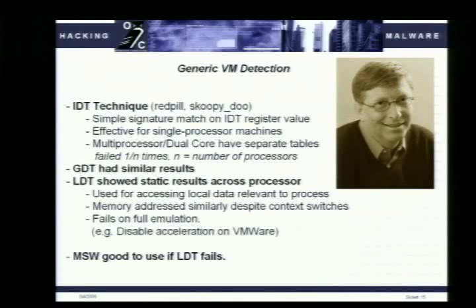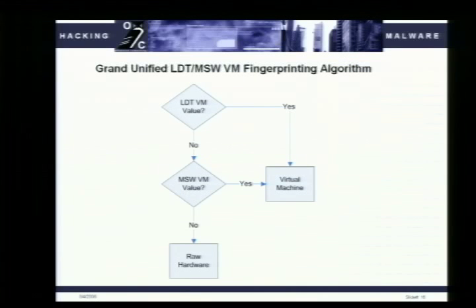The problem with the LDT method, as we pointed out in our rootkit.com post, is that it fails on full emulation. So the trick to get around this, if you want to analyze a piece of malware that's only looking at the LDT, is to disable emulation. But it turns out that there's another bug, and the machine status word is what we'll use to give the full idea. So here's our grand unified VMware fingering, or VM fingerprinting, algorithm.